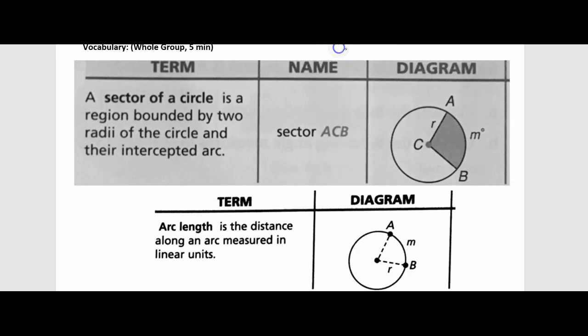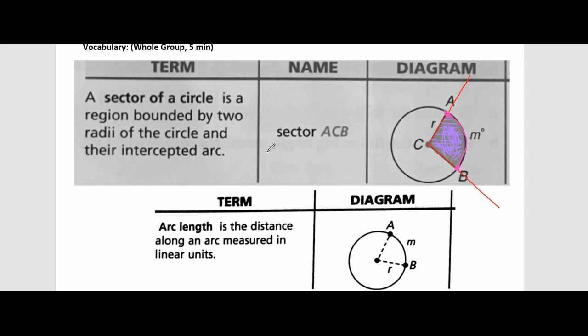So if I look at this circle over here, I have a radius here, and my arc, my intercepted arc is A to B. So all of the area inside of this figure, doing it in purple, that's what we call a sector. So a sector is bound by an arc and two radii. And we're going to name a sector using three letters: the places where it intersects the circle, so A and B, as well as the center of the circle.